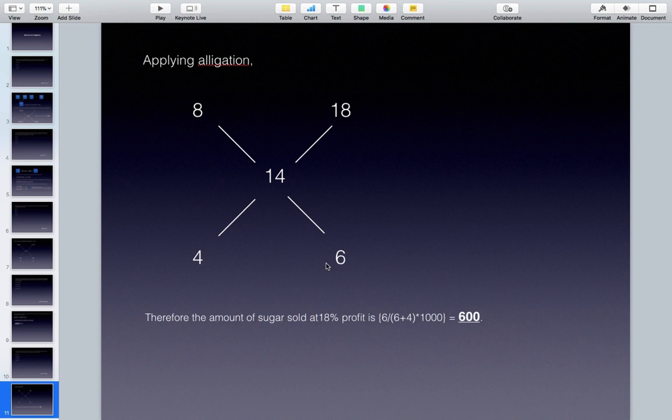Or we can write 4 is to 6, and this 4 plus 6, that is 10, represents 1000 kg. We want to find the quantity of sugar sold at 18 percent profit, which represents 6. So 6 by 10 into 1000, which is equal to 600 kg.